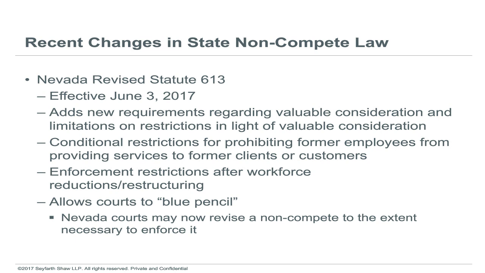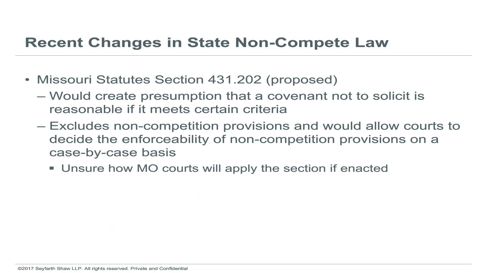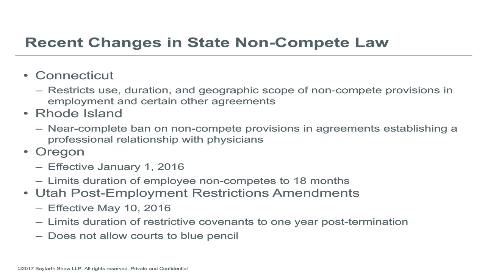There was also a proposed change in the law in Missouri about whether a covenant not to solicit is reasonable and the presumptions in place with respect to customer non-solicitations. We also saw some changes in Connecticut, Rhode Island, and Oregon, as well as Utah related to non-compete law. You can see those changes on the screen. If you want additional details on this, feel free to reach out to Jim or myself or check out our blog at tradesecretslaw.com. I think we've covered most all of these changes in the law on our award-winning trade secret and non-compete blog.